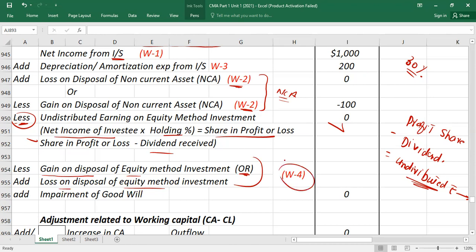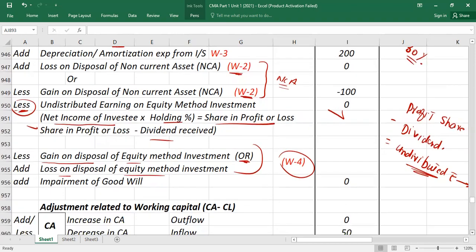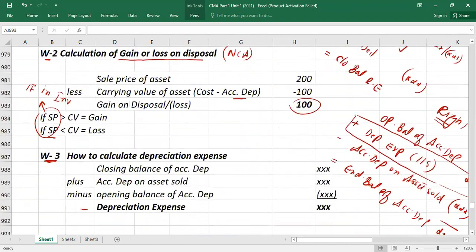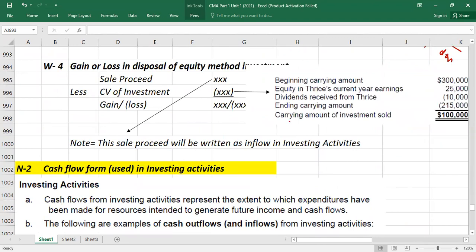And it is referred to here as working four. You have to memorize this format strongly in order to get this value. Okay? Gain or loss on disposal of investment, equity method investments. Done? So here we go, working four, I'm going to show you. Gain or loss on equity method of investments.